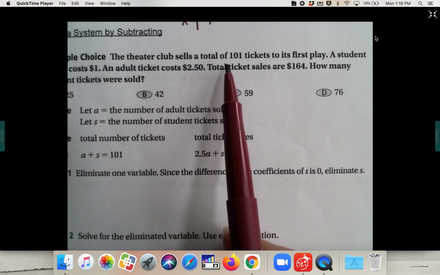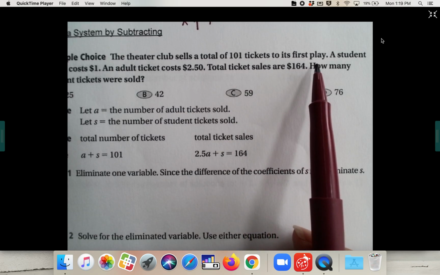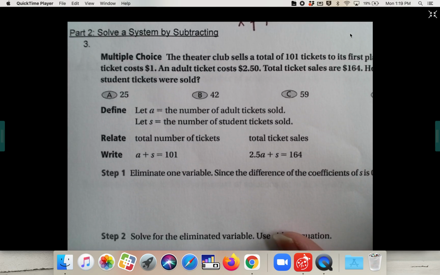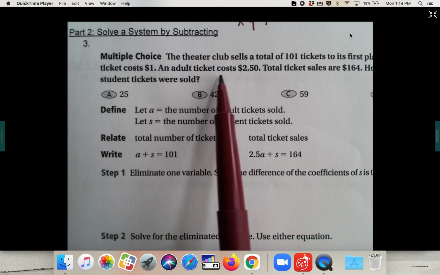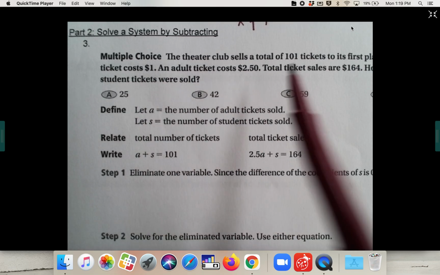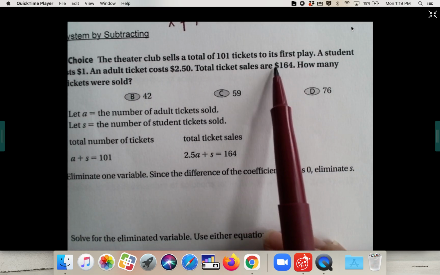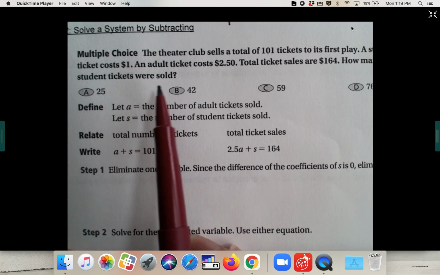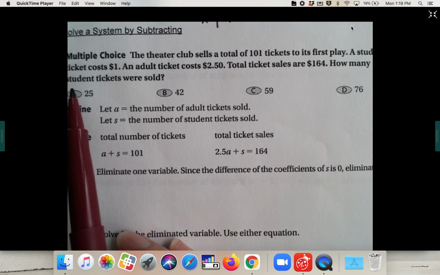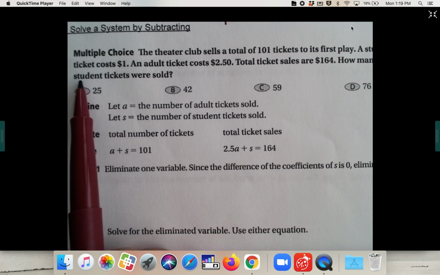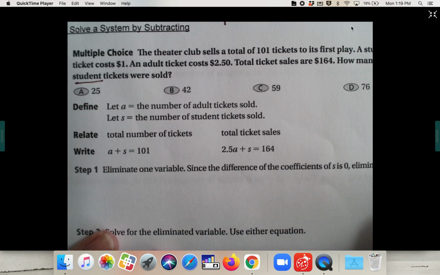The theater club sells a total of 101 tickets to its first play. A student ticket costs $1, and an adult ticket costs $2.50. Total ticket sales are $164. We're going to probably find out how many of each ticket were sold, but then it really just wants to know how many student tickets were sold.